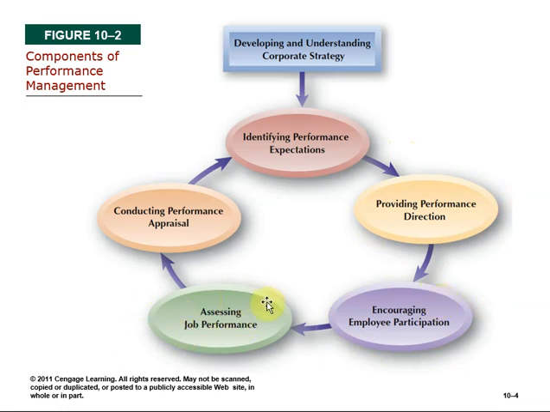They provide performance direction, and then the manager encourages the employee to participate. Then you assess the job performance. So this here is part of the actual performance appraisal process. The manager assesses the overall performance of the employee, and then they conduct the formal appraisal. So this is where the manager is sitting down and revealing the results to the employee about how he or she performed. And then it's a process. So then it goes right back to identifying the performance expectations for the following year.